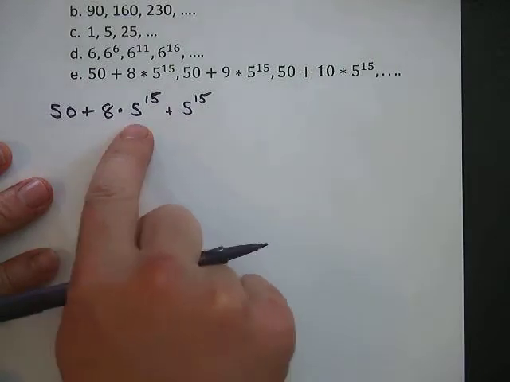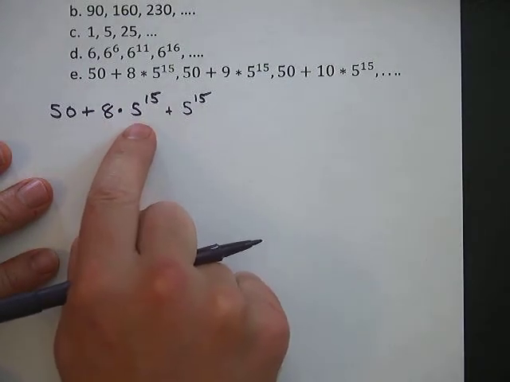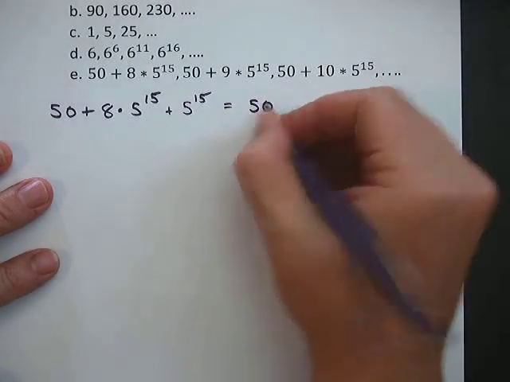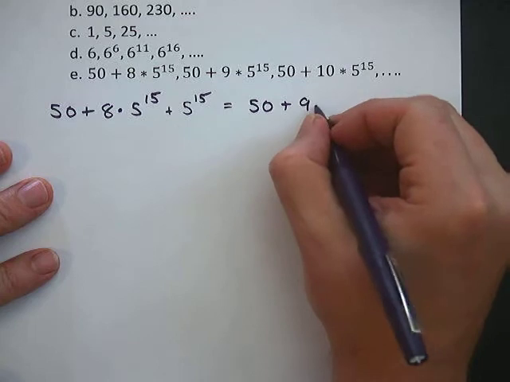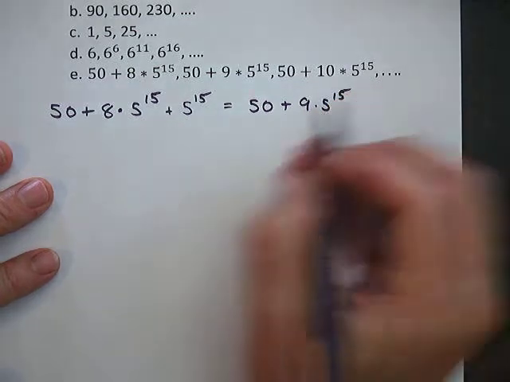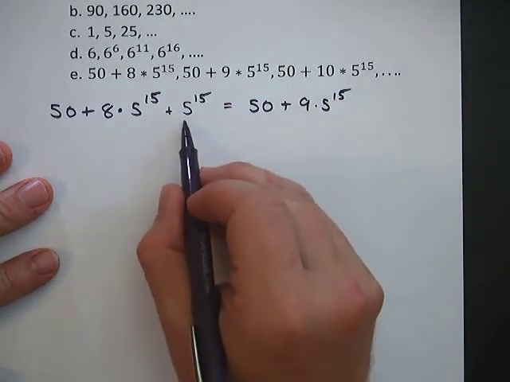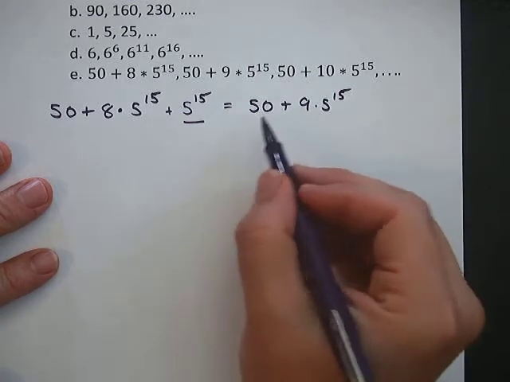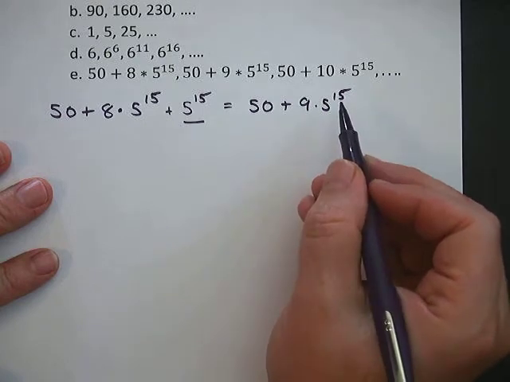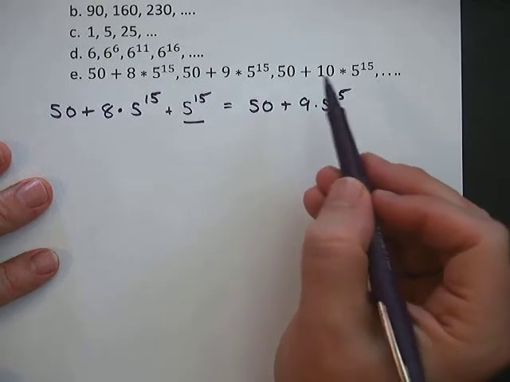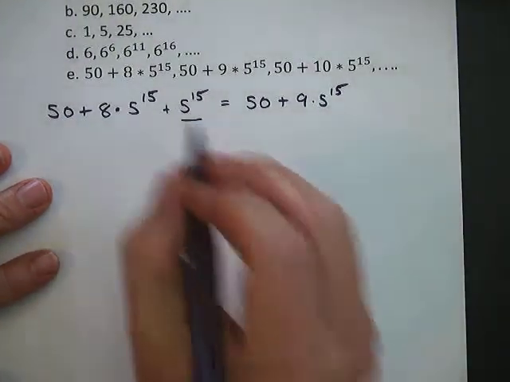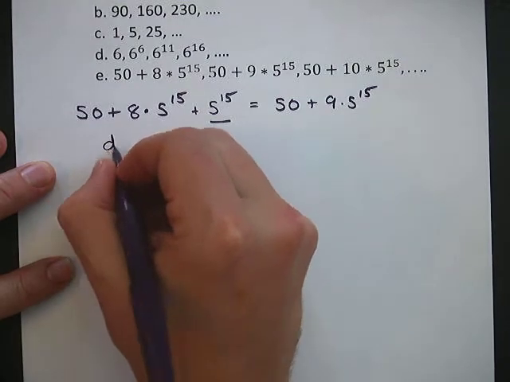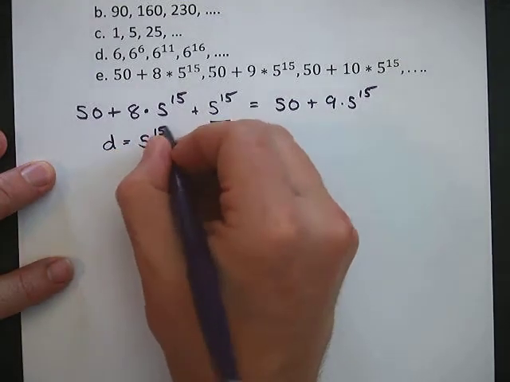Well, right now we have 8 of them. 8 of the 5 to the 15s plus another 5 to the 15 is equal to 50 plus 9 times 5 to the 15. Okay, so that gives us our next term. So if we add this term, we'll get our next one. If we added it again to this one, the 50 would stay the same, and instead of 9 of the 5 to 15s, we would have 10 of the 5 to the 15s. Okay, so a little different strategy on finding the common difference there, but our common difference, d, is equal to 5 to the 15 power.